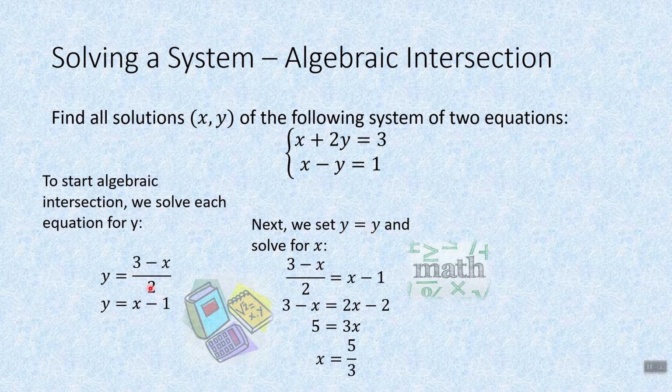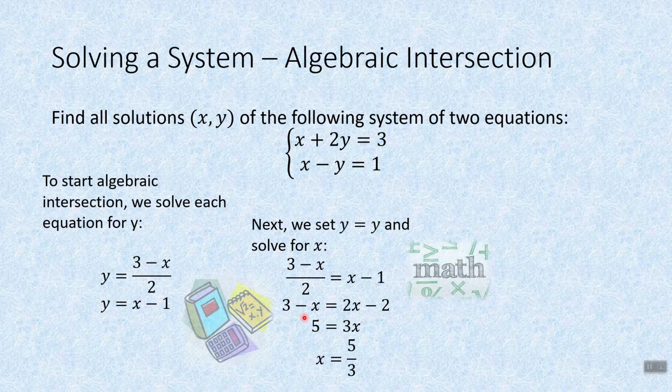And we can use their rules that we found over here. 3 minus x over 2 equals x minus 1. My first step, I'm going to multiply both sides by 2. It cancels the denominator here. Distributes, so we have 3 minus x equals 2x minus 2.